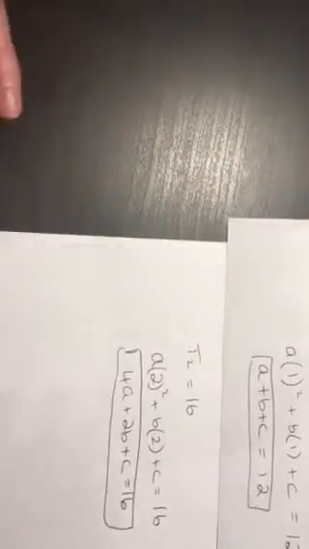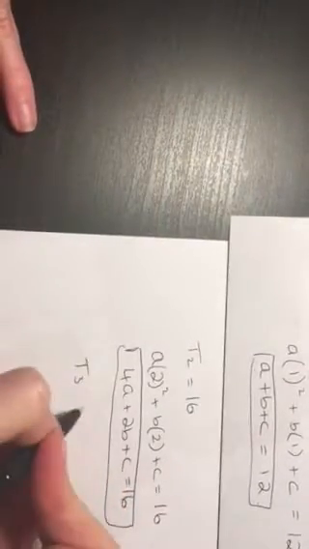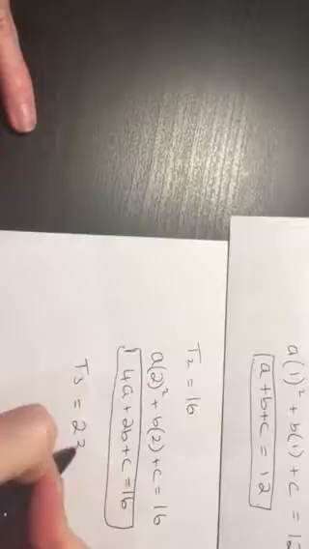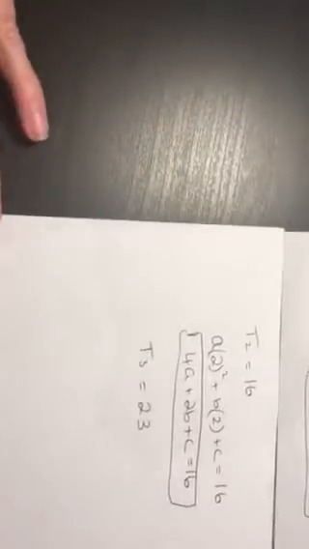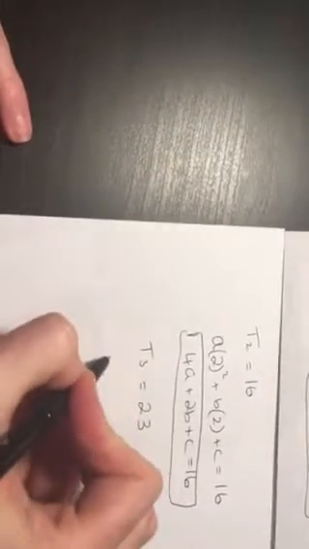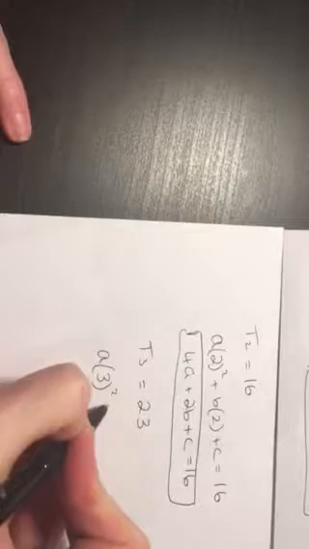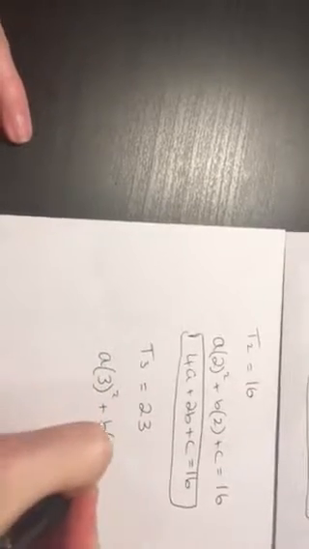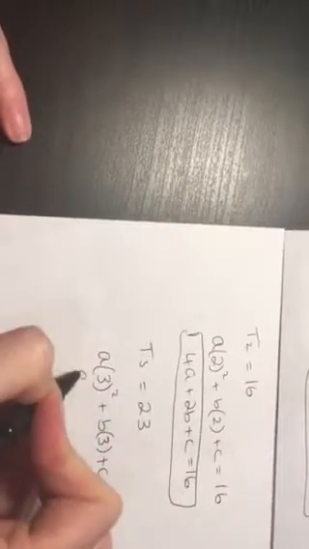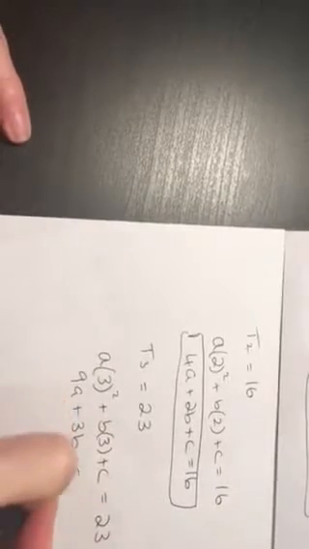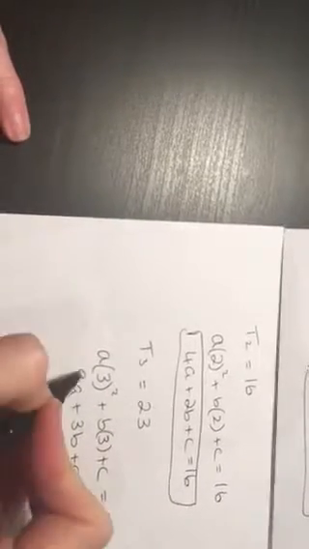To solve using my simultaneous equations. What's the third thing that I know? T3 is 23. Now, I actually know way more than that, and I could find more if I wanted to, but I only need 3 equations, 3 things missing. So anywhere I have an n, I can now put in a 3. That's 9a plus 3b plus c equals 23.